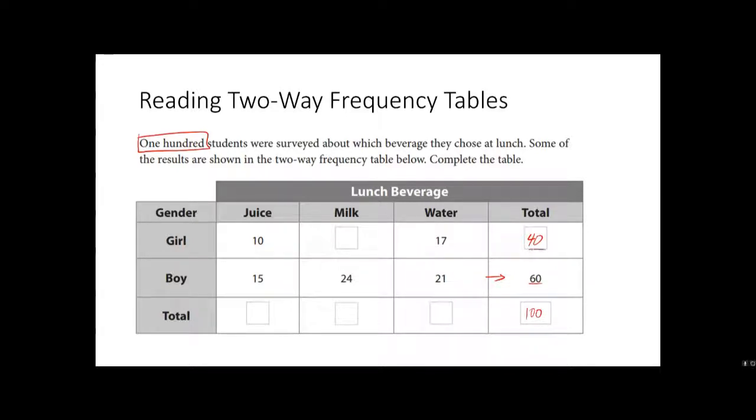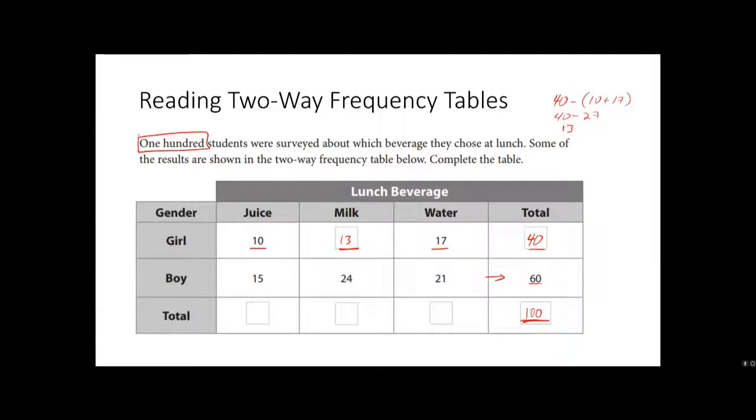So basically, because I already know my total is going to be 100. Okay, so 100 minus the 60 boys, that means 40 of them that are missing in my data are the girls, okay? Now, from that, I can actually find my missing amount of milk, all right? So we have already the 10 and the 17. I know there's going to be 40 girls. 10 plus 17 is going to be 27. So 40 minus 27 should be 13.